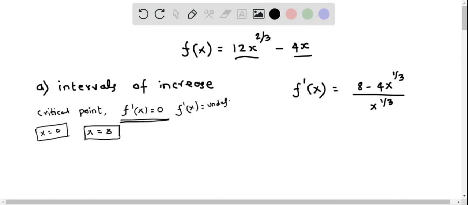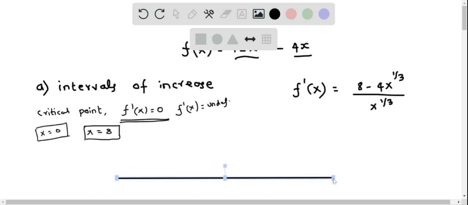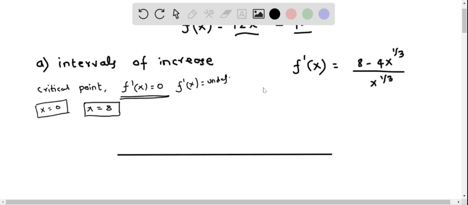Now, using these critical points and the first derivative of the function f of x, we prepare a sign chart for the first derivative of the function and determine the increasing or the decreasing intervals. So I'm going to prepare a sign chart for f prime of x. So I put this number line and mark the two critical points, that is x equals 0. Let's say this is x equals 0 and this is x equals 8. So these two are the critical points. This is basically the sign chart for the first derivative.